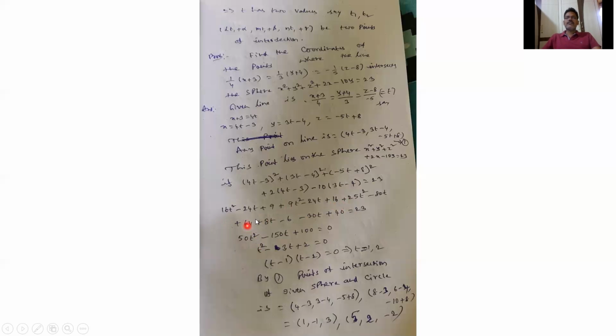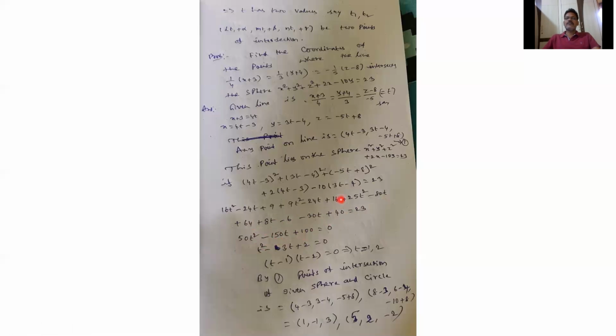Here minus 24t, minus 24t, minus 48t. So 24t, minus 48t, minus 48t plus 8t, minus 40t, minus 40t, minus 30t, minus 70t, minus 80t, total minus 150t. Here minus 24, minus 48, plus 8, minus 40, minus 30, minus 70, minus 80, minus 150. So finally we are getting 50t square minus 150t, constant.